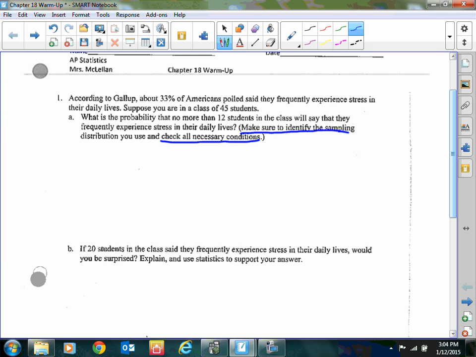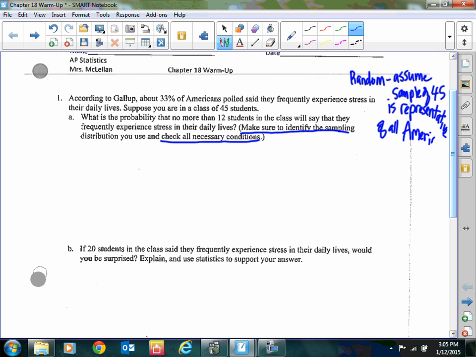So those, of course, you have to get real to make sure that it's normal. So our first one is random. So is our sample taken randomly? And it does not say that it is. So we write that we assume that the sample of 45 is representative, because that's the goal, representative of all Americans.